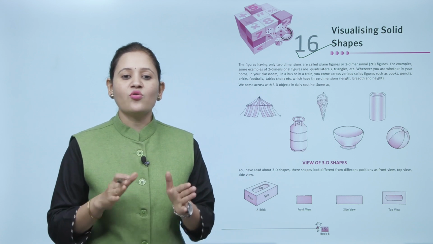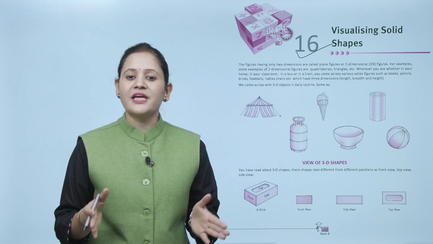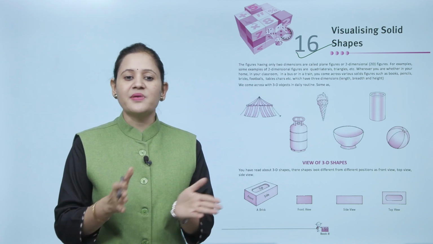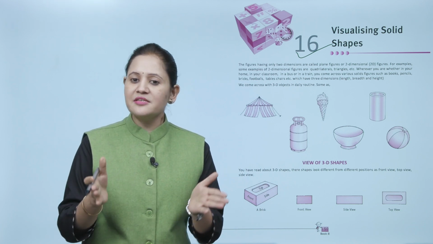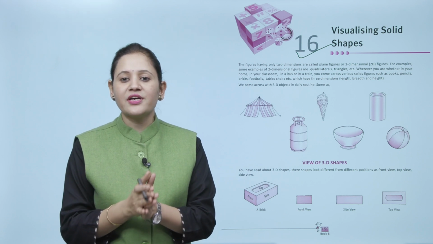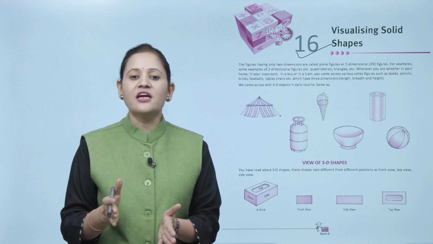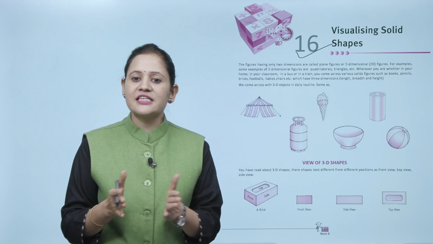The figures having only two dimensions are called plane figures or two-dimensional figures. Like, जिनमें figures में only two dimensions होते हैं, length and breadth, they are called two-dimensional figures. For example, some examples of two-dimensional figures are quadrilaterals, triangles, etc.